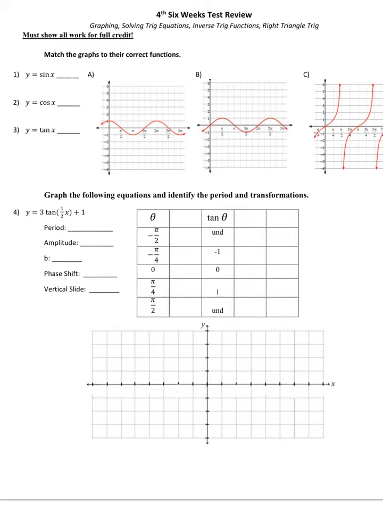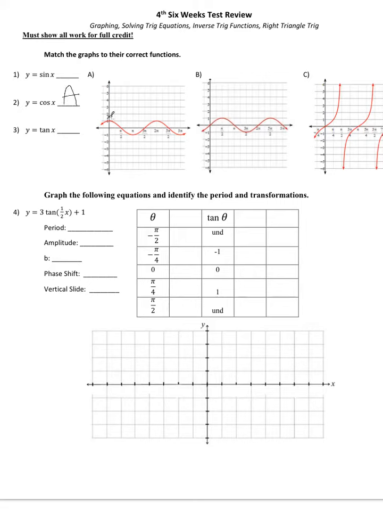Okay, so first of all, let's look at the first question. We're asked to match the sine, cosine, or tangent with its graph. If you remember that cosine always starts at 1. So this graph here starts at 1 on the y-axis. So this curve right here, this is cosine. So cosine starts at 1. So we're going to say that cosine is A.